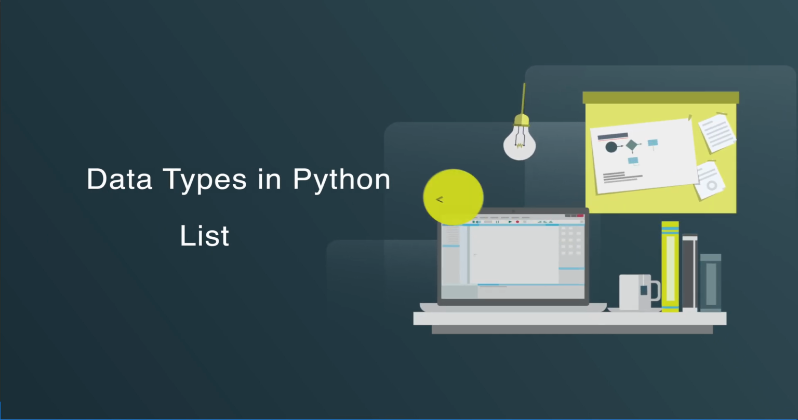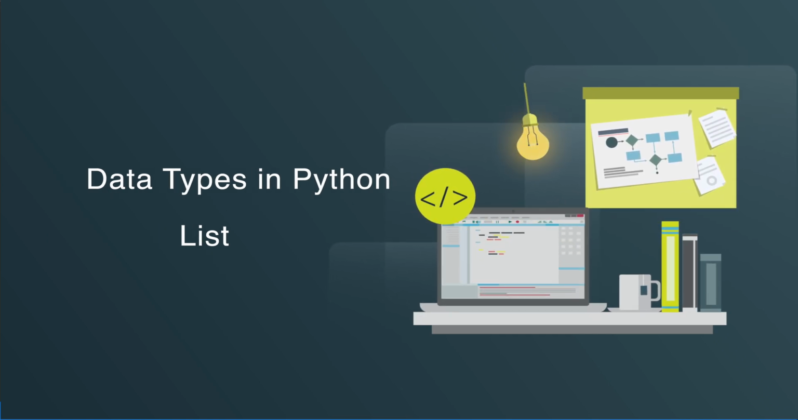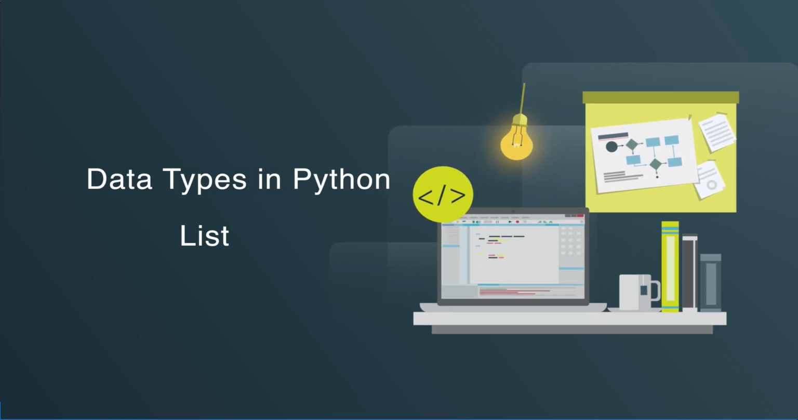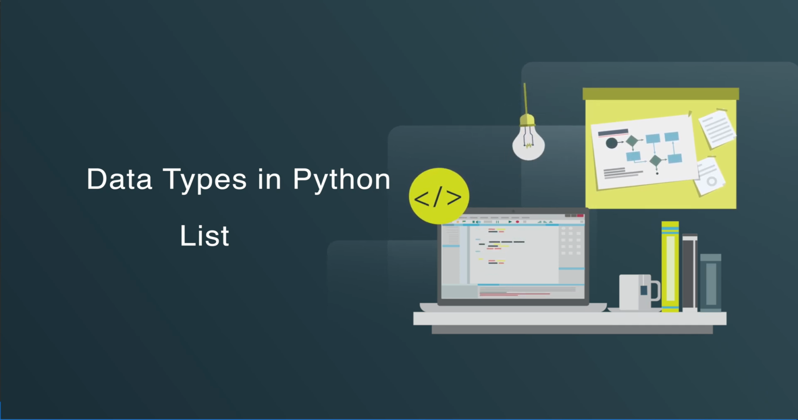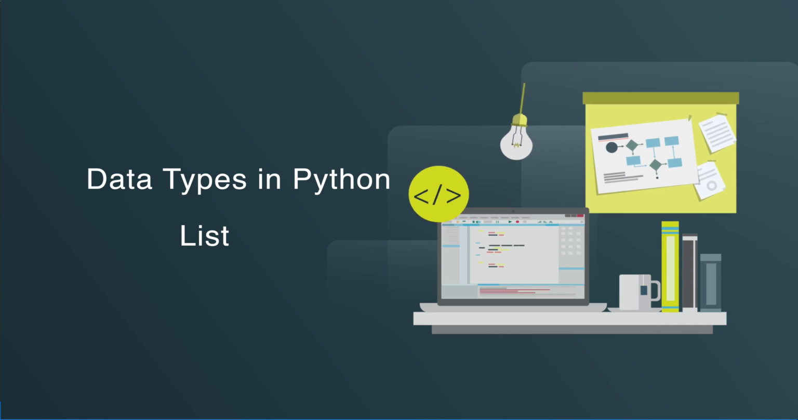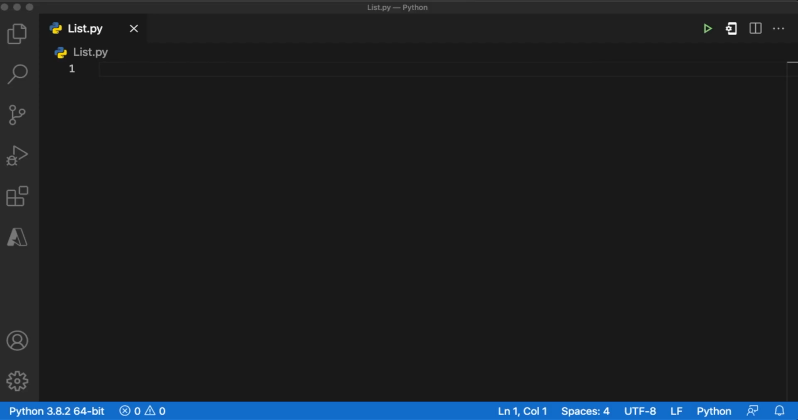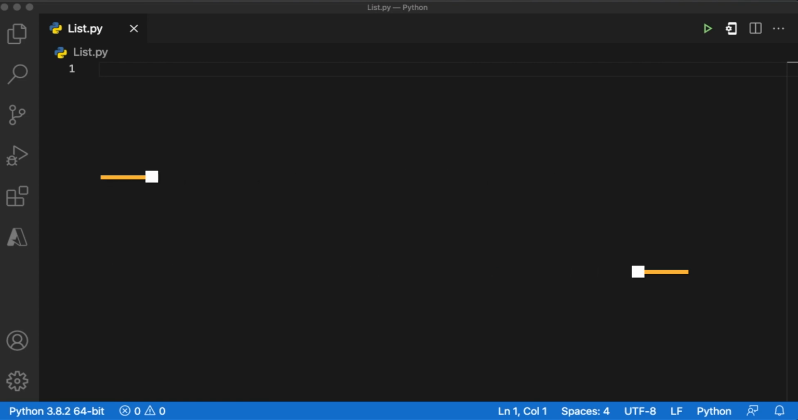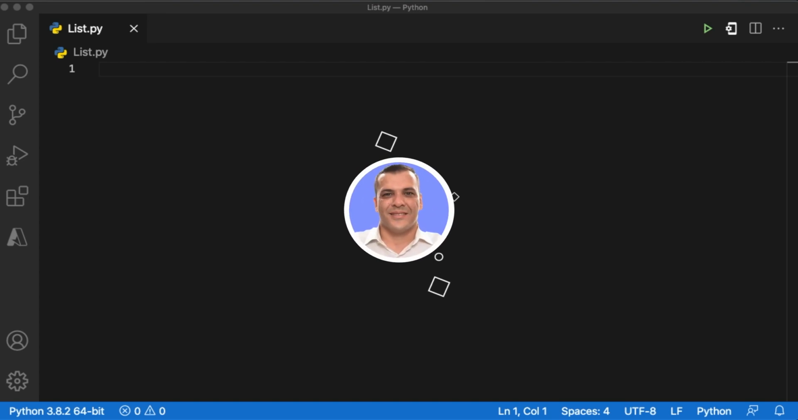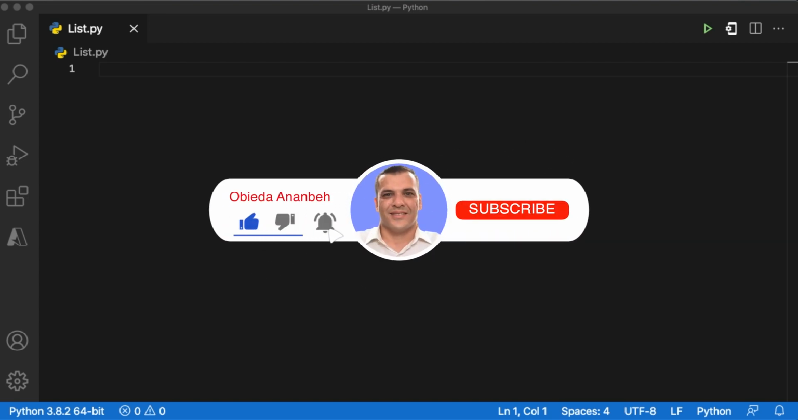Hi, and welcome again. Let us continue talking about the data types in Python. Today we will be talking about lists. So what is a list? Lists are collections of data which are related to each other. So instead of storing data as separate variables, we can store them as a list.